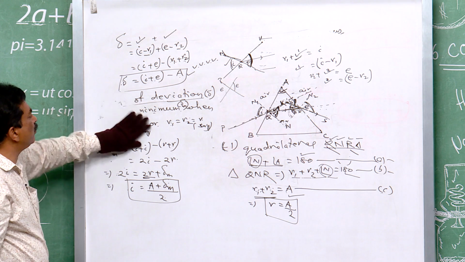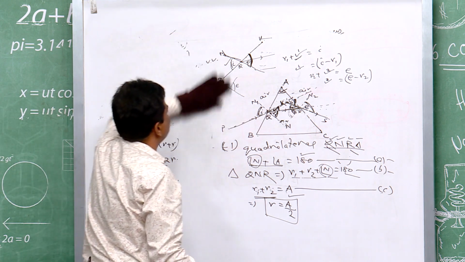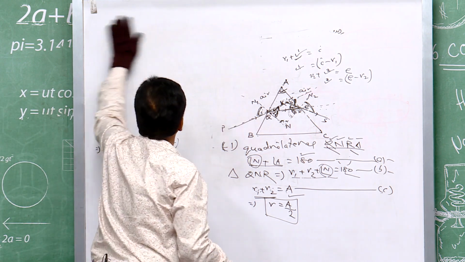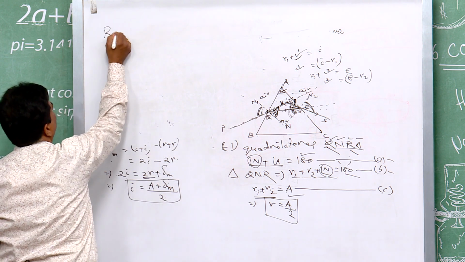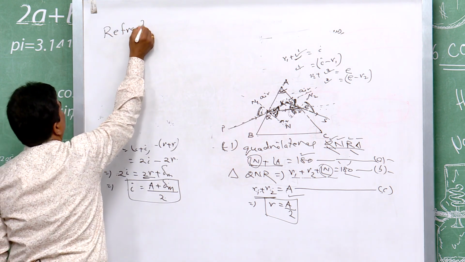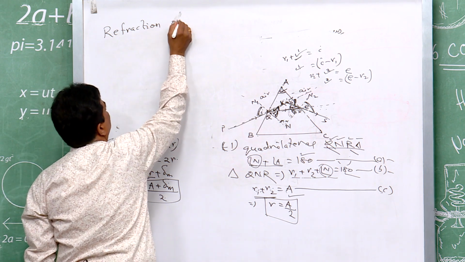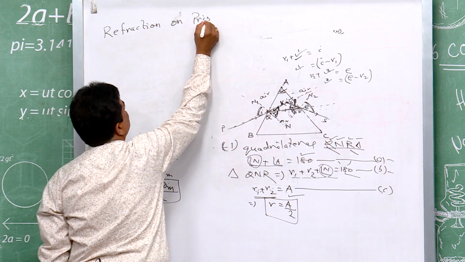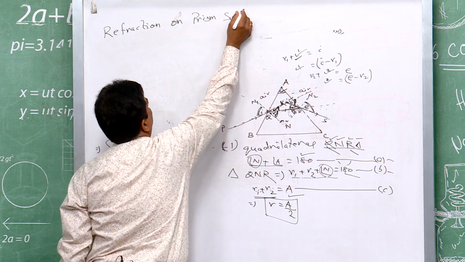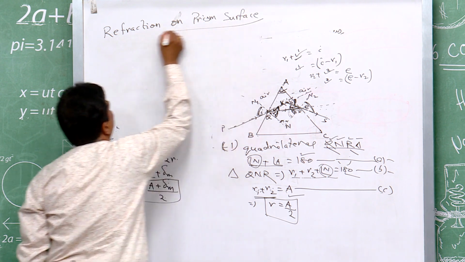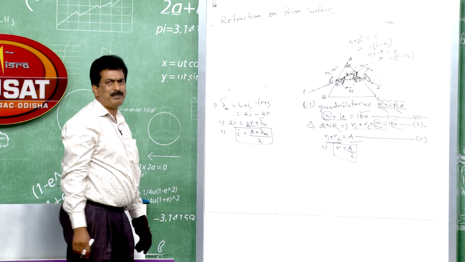Then, if we put it according to the refraction process, the heading is refraction on the prism surface. So, we are going to find what will be the refraction on the prism surface.